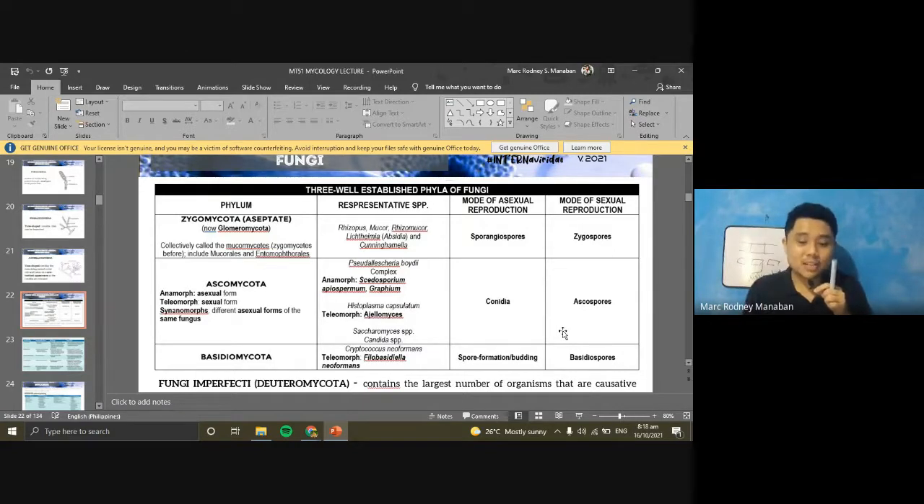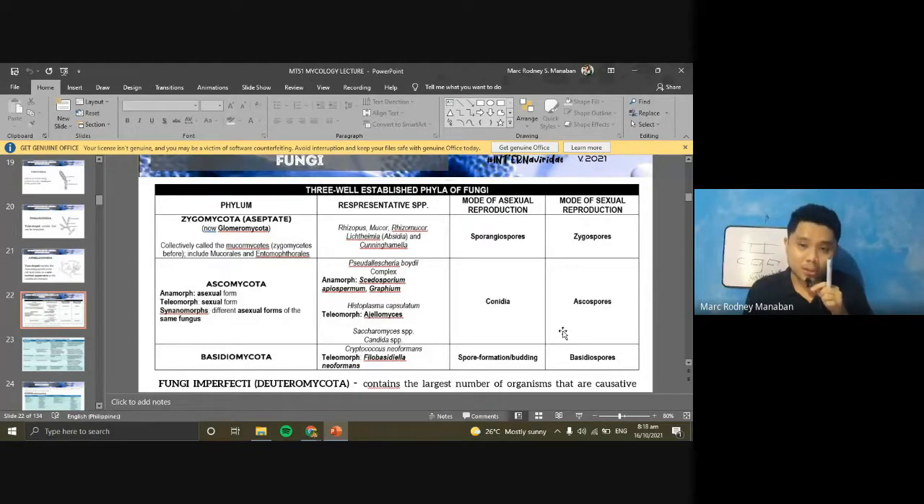This phylum consists of the order Mucorales and Entomophthorales. These are the mucormycetes: Rhizopus, Mucor, Rhizomucor, Cunninghamella. Later we'll understand that. Usually, the zygomycetes are involved in opportunistic infections, causing mucormycosis. The mode of asexual reproduction is sporangiospores, and for sexual, it's zygospores.